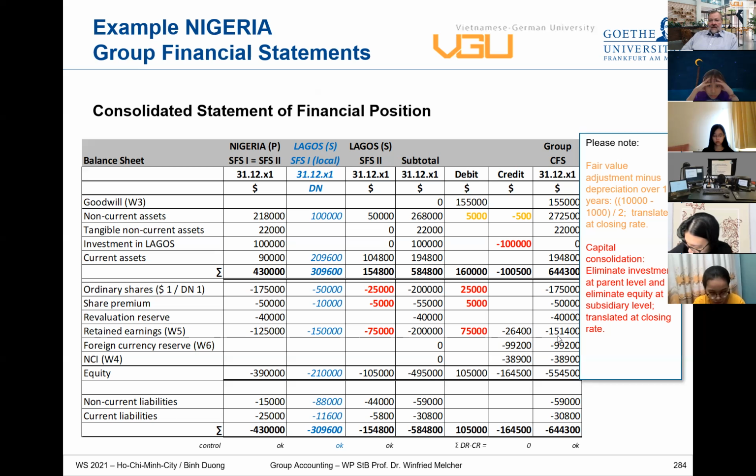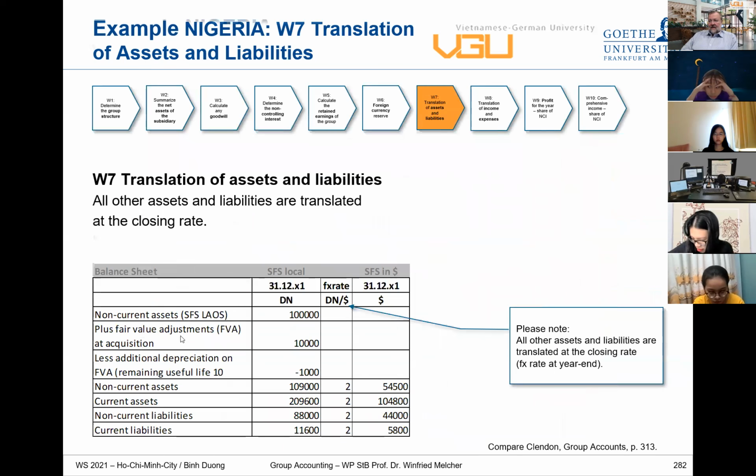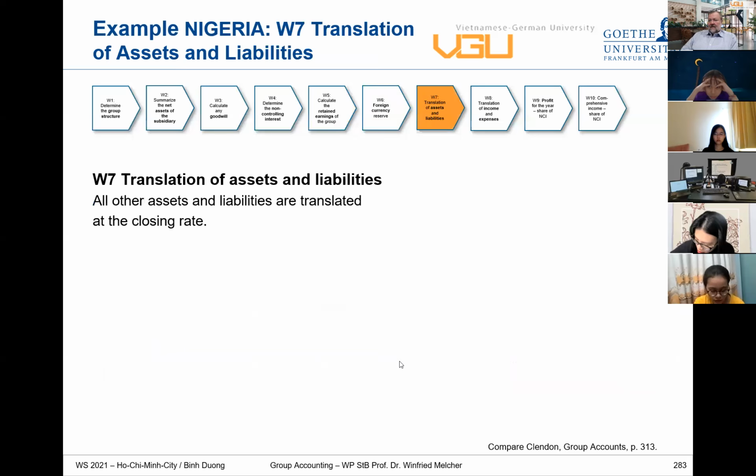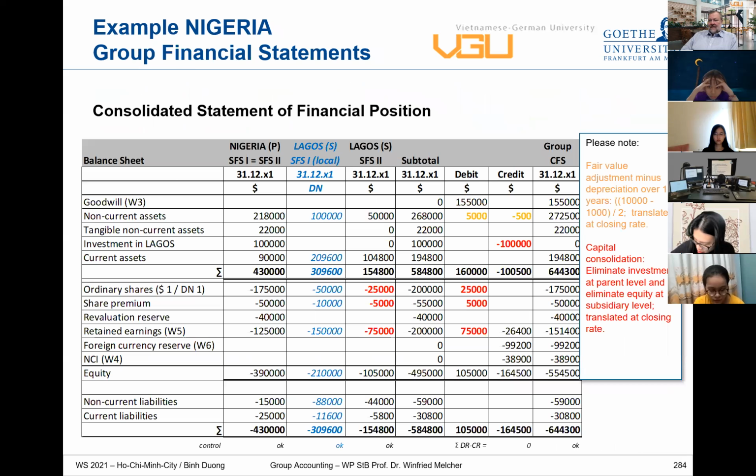So in the end, we will have retained earnings of 151,400. Well, when we go back to W5, we will find that number. So 151,400 is the retained earnings at the end of the year. So we have calculated it previously. So when we go back to the consolidated statement of financial position, then we will see this number here, the retained earnings of the parent.